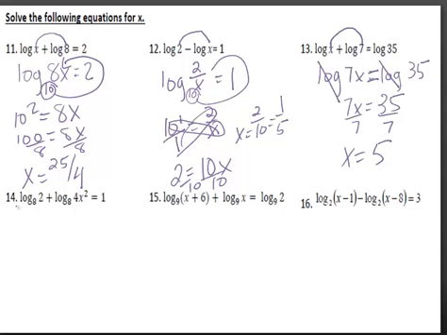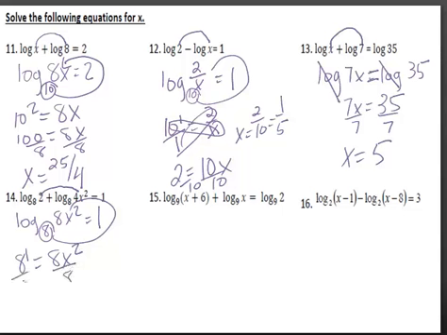Okay? Number 14, you're going to condense it first. So I'm going to do 2 times 4. So I'm going to have log base 8 of 8x squared equals 1. At this point, I'm going to switch it. So I'm going to have 8 to the 1 is equal to 8x squared. 8 to the 1 is just 8, so I can go ahead and just divide by 8 on both sides. 8 divided by 8 is 1. So I get 1 equals x squared. I would square root. So x is equal to technically plus or minus 1.